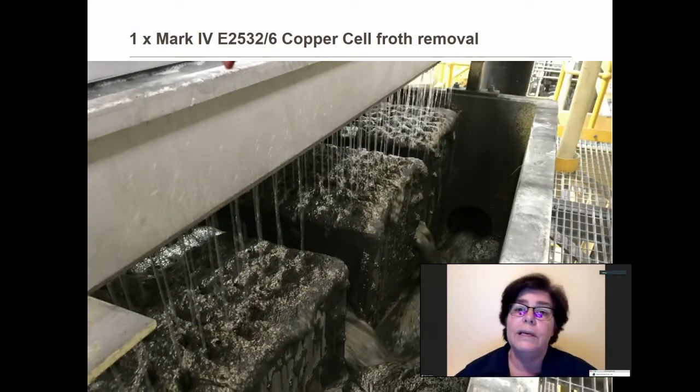Another example in this next photo is a much smaller Jameson cell. This is an E2532 with 6 downcomers. That's 2.5 meters by 3.2 meters with 6 downcomers. And this one is a copper gold cell. This cell's recovering around 10 tonnes an hour.